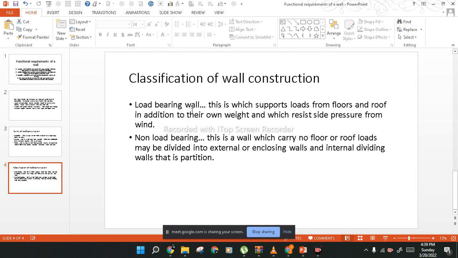This is a wall which supports loads from floors and roof, in addition to their own weight, and which resists side pressure from wind. And the rule summarized for us. Non-load bearing wall, can you define it?